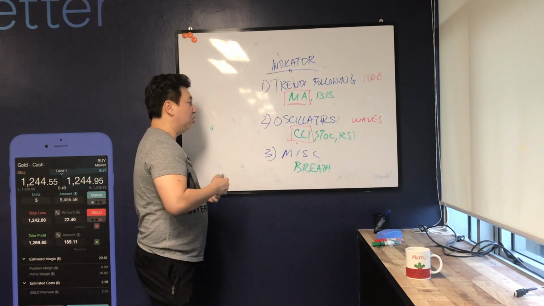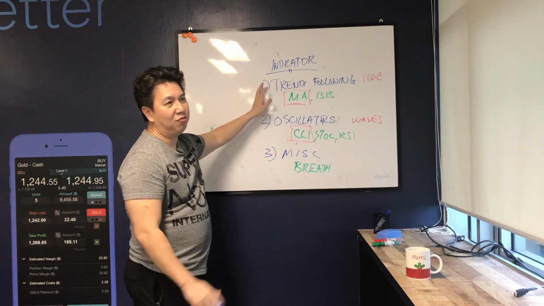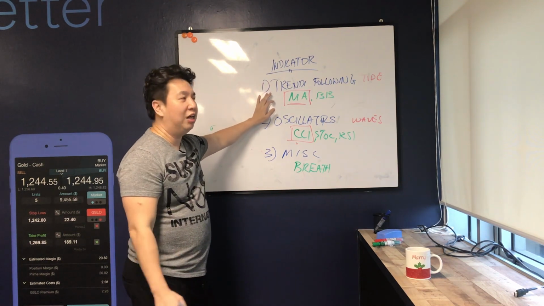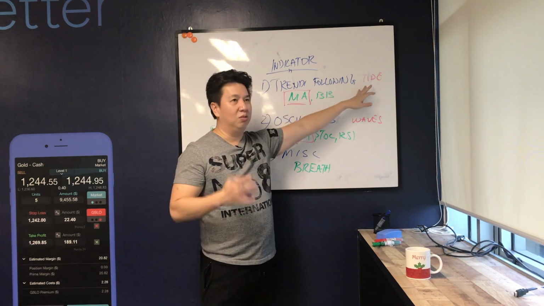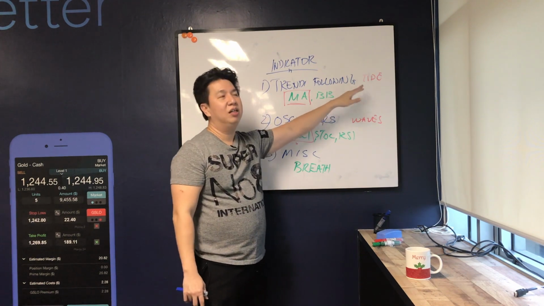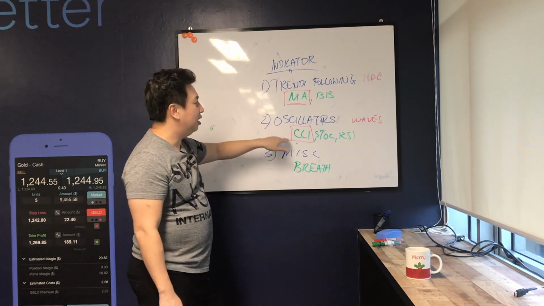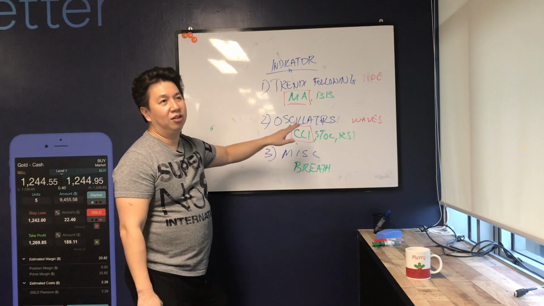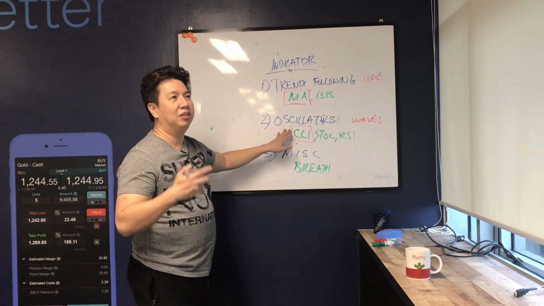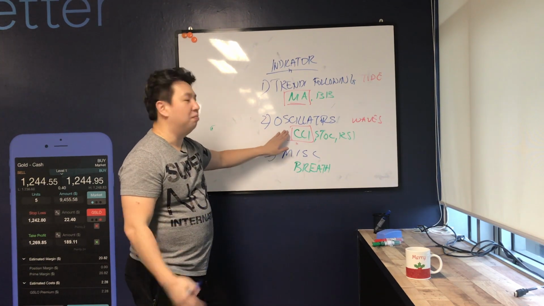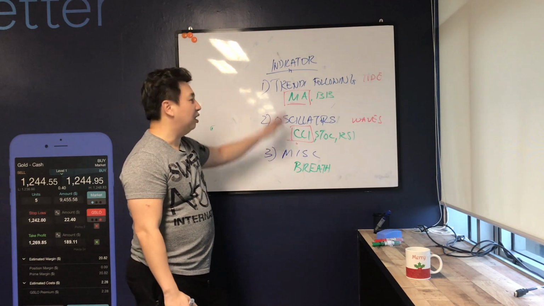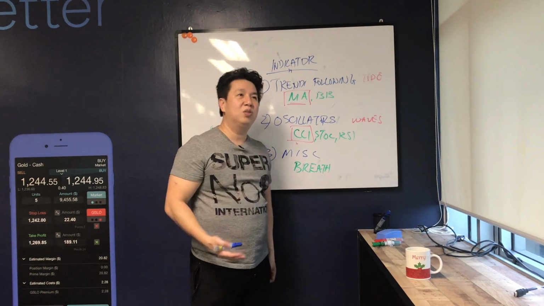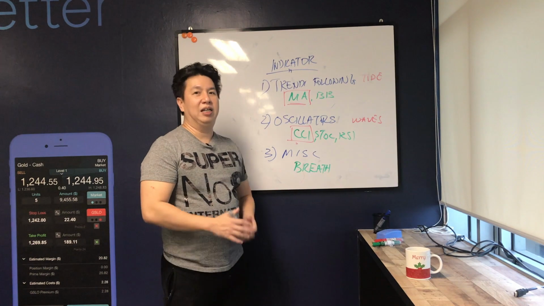The indicators that I use is a moving average for trend following. I use the 20 40 moving average to understand what is the tide right now in the market. I use oscillators, I use CCI to understand what is the wave or what is the short-term overbought oversold in the market right now. Okay, so these are the two indicators that I use when I'm doing my own analysis.